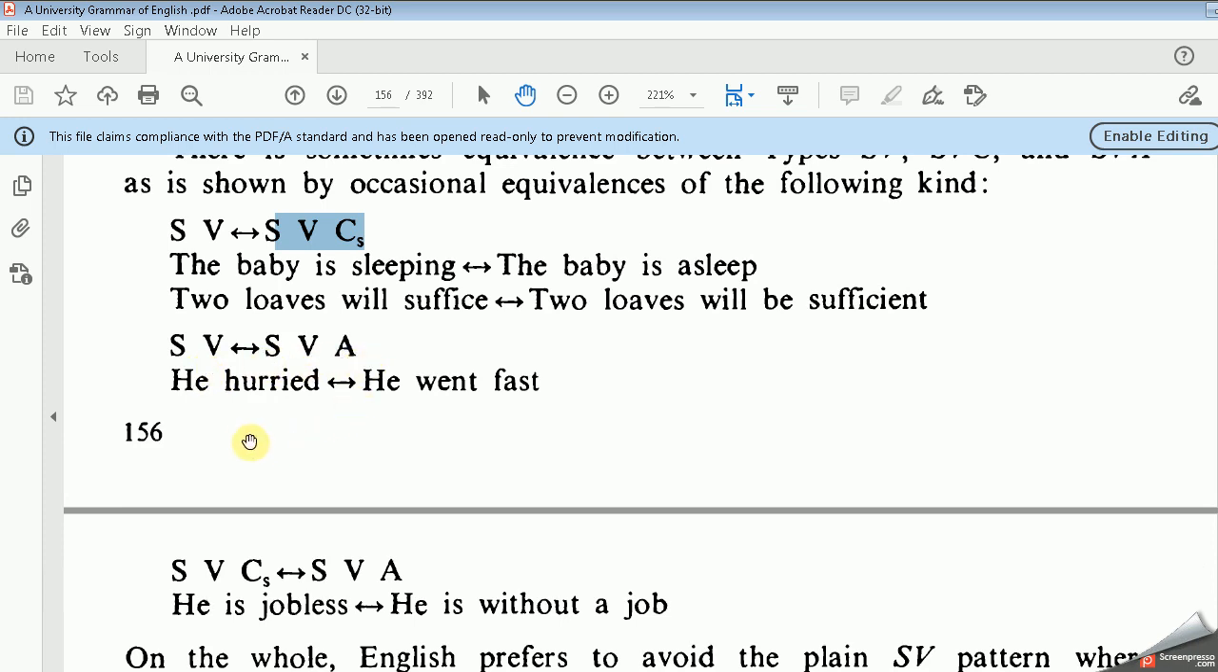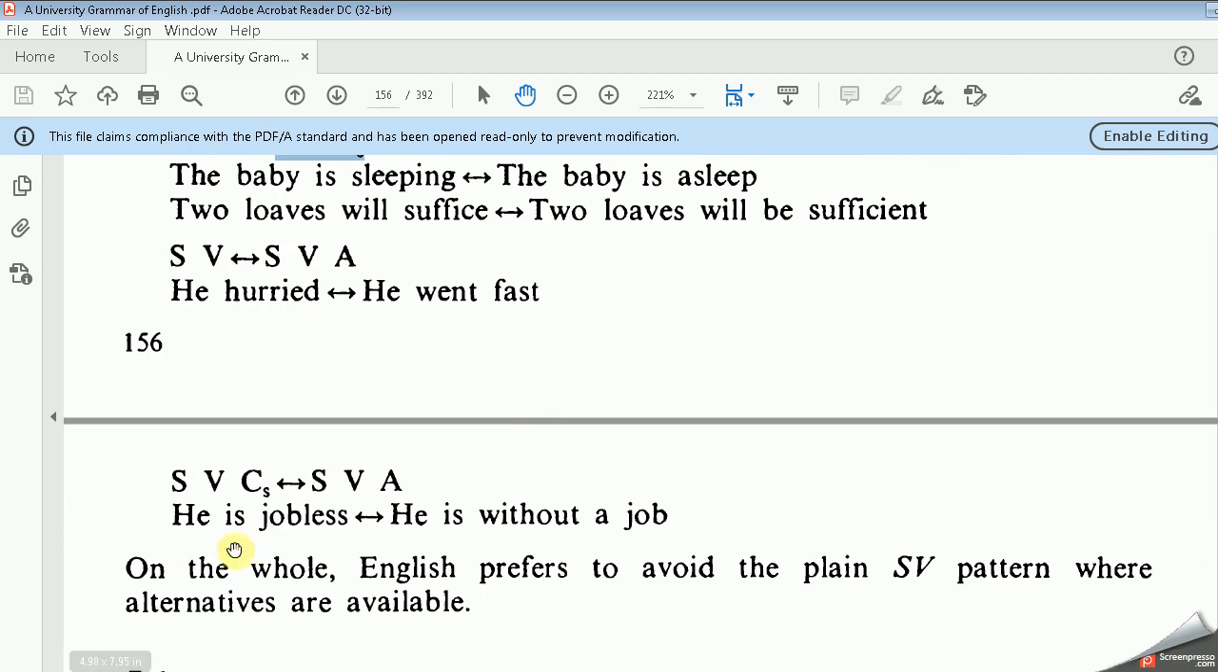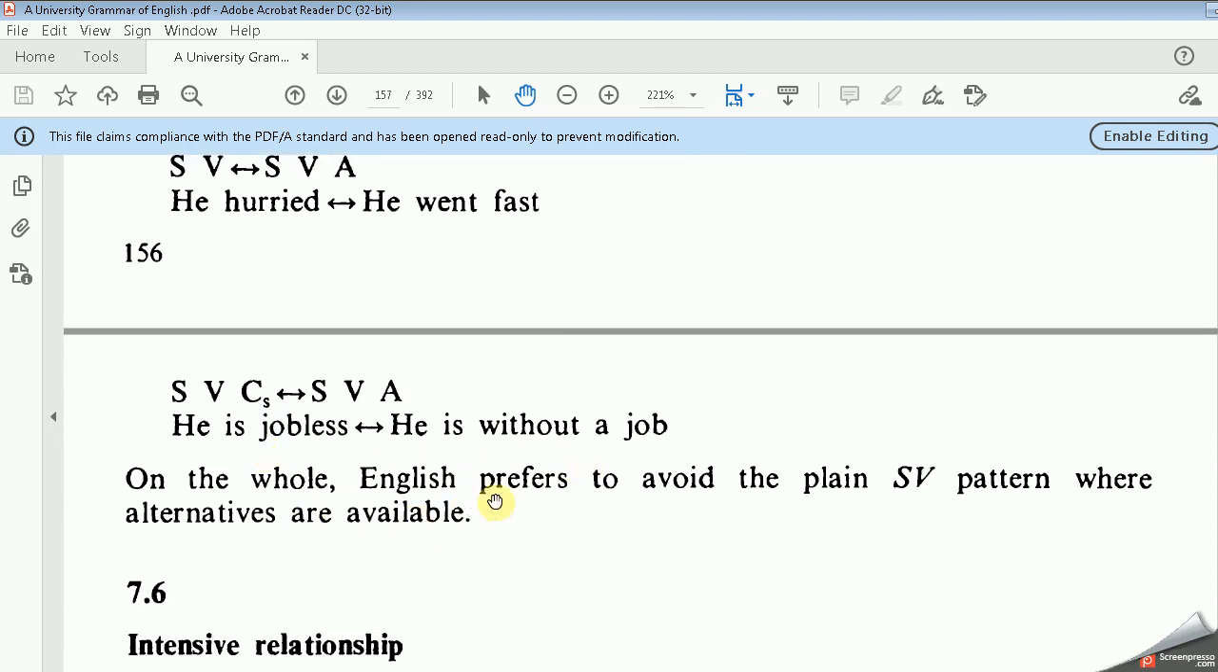SV into SVA, this is the second type. He hurried, he went fast. SVC can be transformed to SVA. He is jobless, he is without a job. On the whole, English prefers to avoid the plain SV patterns where alternatives are available. This is a common type among English speakers or language users: you avoid the plain SVA pattern whenever there are alternatives.